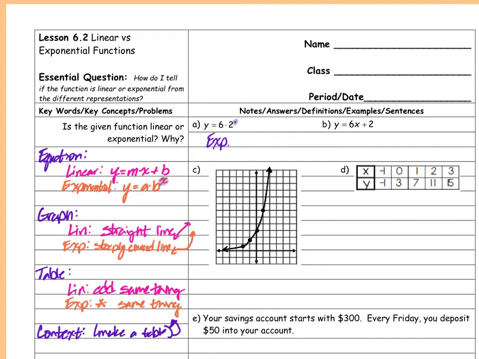Okay, so what about B? What type of equation is B? Is it linear or exponential? I have the little notes that we have on the side over here. Is it linear or exponential? Nice, Mateo, yep. Yes, Alex, good.